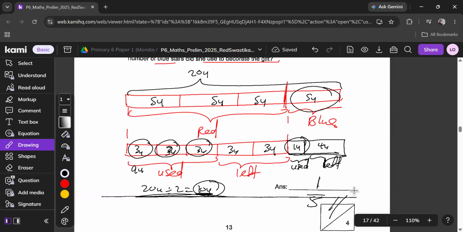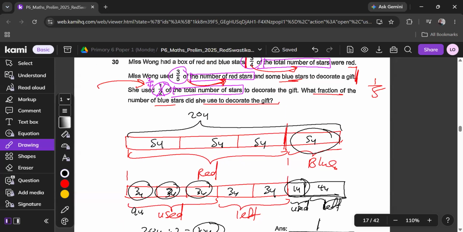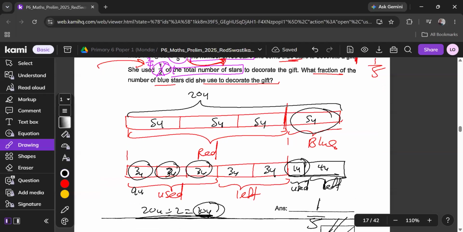Are you clear? So you draw the model, right? If you don't know how to do it, you draw the model as much as you can. Even if you can't get the answer, you can get some steps, get some marks, at least 1 mark. Don't leave it blank, because this question can be very hard if you don't draw the model.